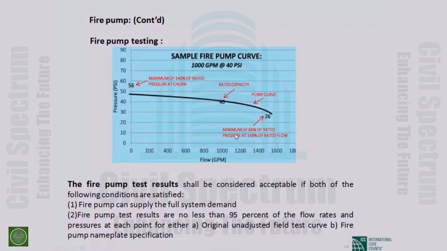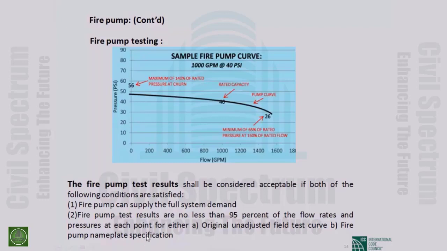The minimum of 65% rated pressure at 100% rated flow. This is the required criteria. But when we test, a fire pump can supply the system, with fire pump test results not less than 95% of the flow rate. So that maximum variation will be allowed if it is 95% of the flow rate, or if it matches the pump nameplate specification.